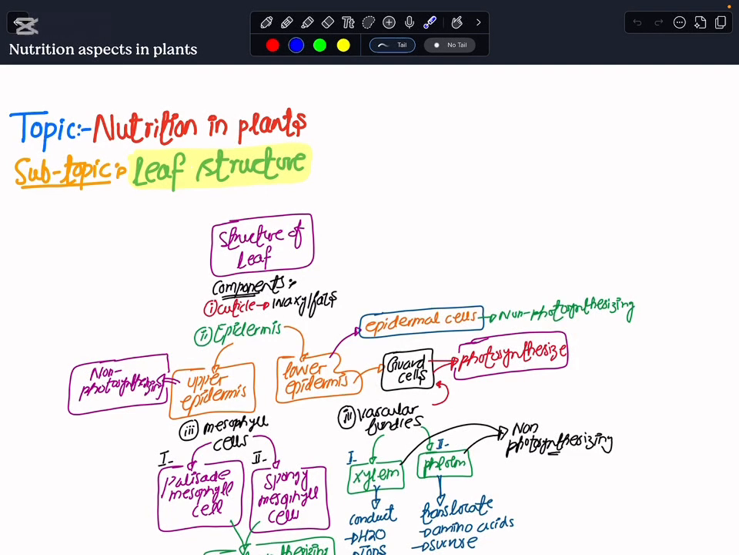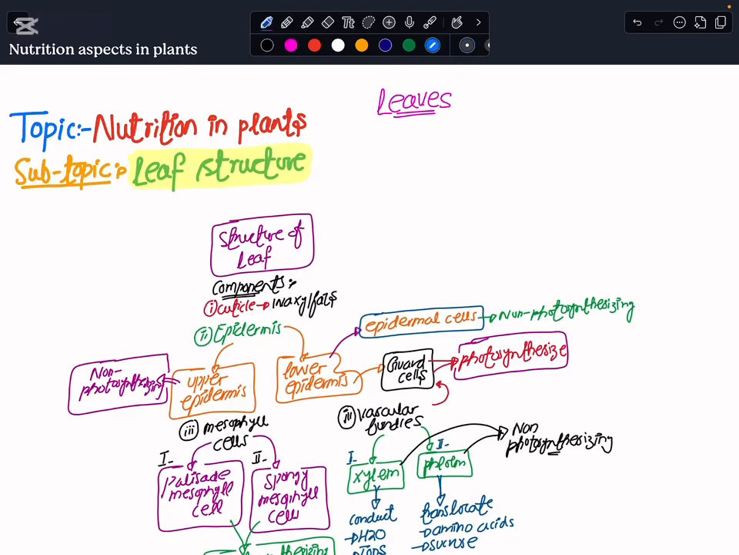And now for today's class, we will look at how the leaves of plants are adapted for photosynthesis. We must keep in mind that if photosynthesis did not happen in plants, then ultimately the flow of energy in the ecosystem, from the producers to the other consumers, would stop, and that would end life.